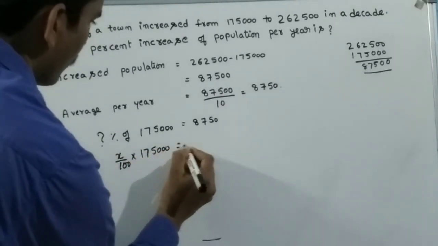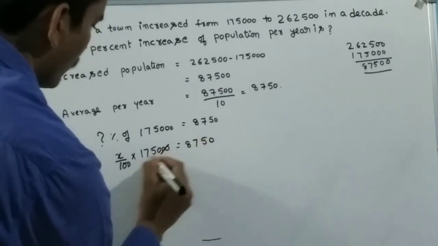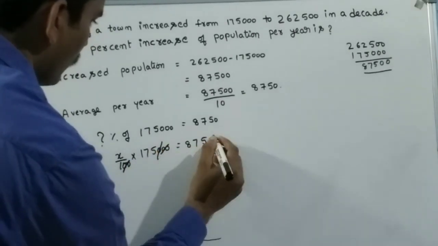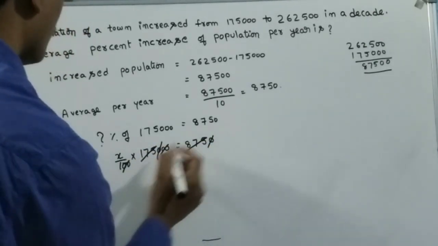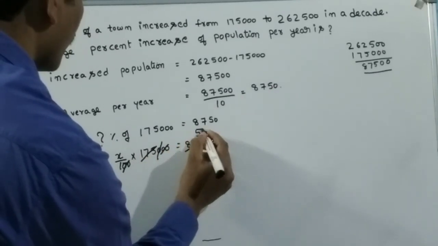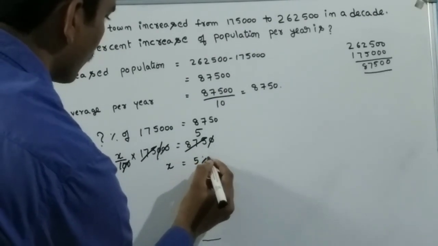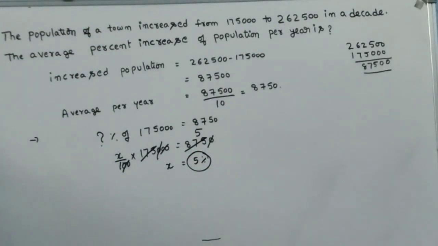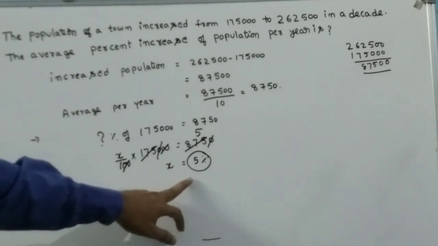Then x by 100 into 1,75,000 equals 8,750. Cancelling the zeros, 175 x is 875. Then x equals 5%. Every year 5% of the population increased.